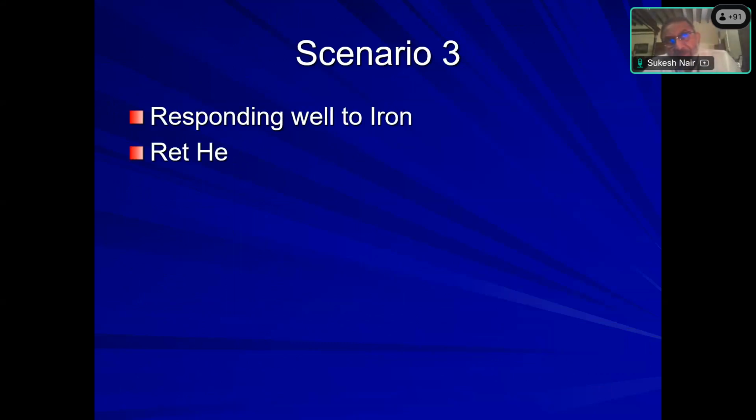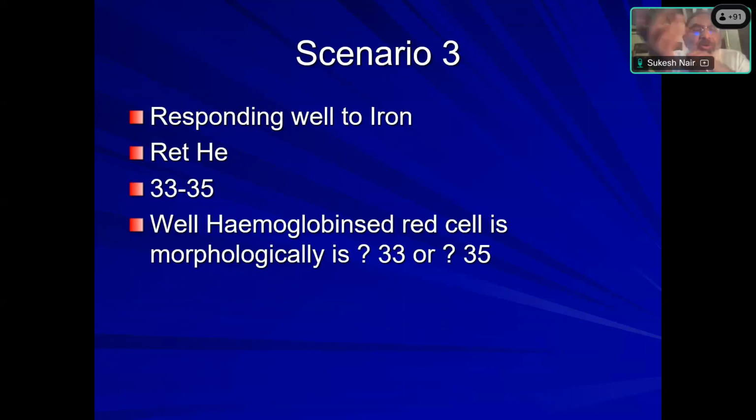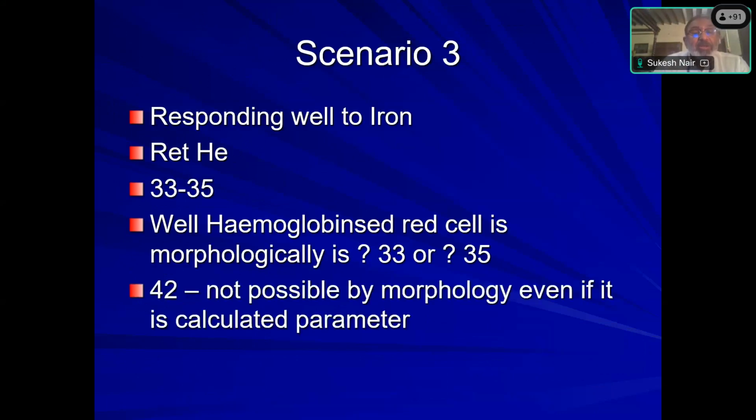Now, the issue is when I look at the smear and I say that the reticulocytes are well hemoglobinized, the reference range for the RET-HE or CHR is 33 to 35. So I'm not sure whether it's 33 or 35. If it's 35, then news is better. If it's 33, okay, still good. But 35, if I could confidently say that it's 35, then obviously the story is different. But I can't say 35 just looking at the morphology. So I looked at the cell counter and I found that the RET-HE was 42. And 42 was not possible by morphology, even if it is a calculated parameter.